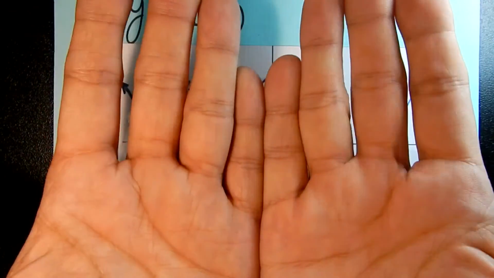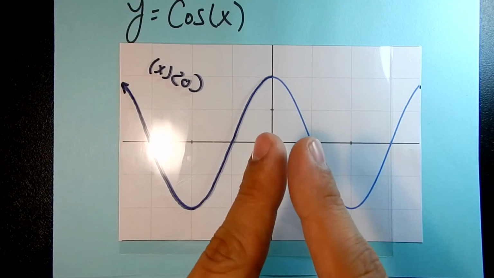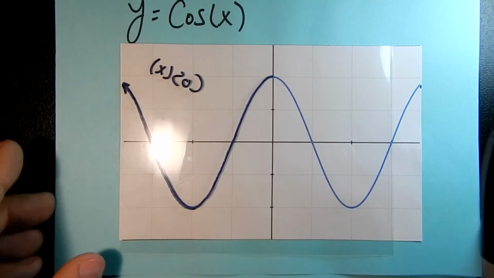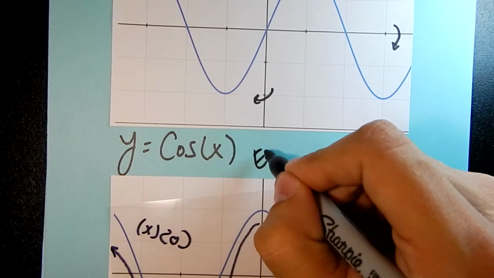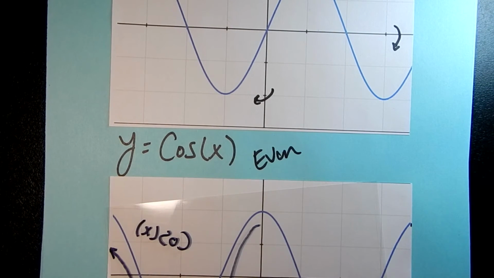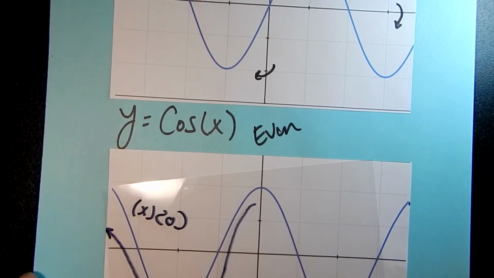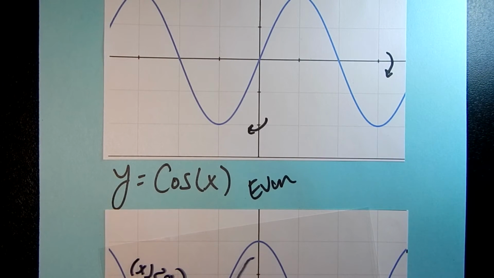So when we flip functions over the y-axis, we think of them as being symmetrical over the y-axis. And this tells us that cosine is an even function. So cosine is even, sine is odd, y equals x to the third is odd, y equals x squared is even.